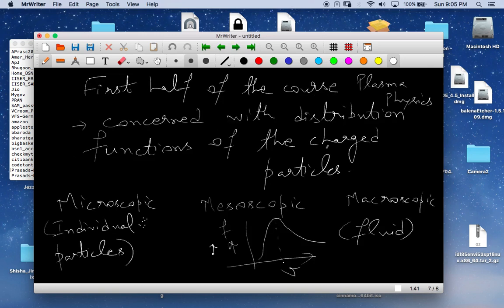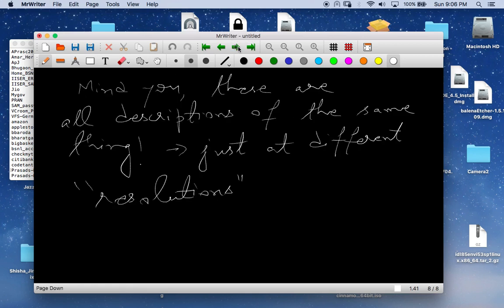A plasma description, which would focus on the distribution function, is kind of an in-between, a mesoscopic, neither macroscopic nor microscopic. It would be an in-between level of detail. Okay, so this is what we will be doing.